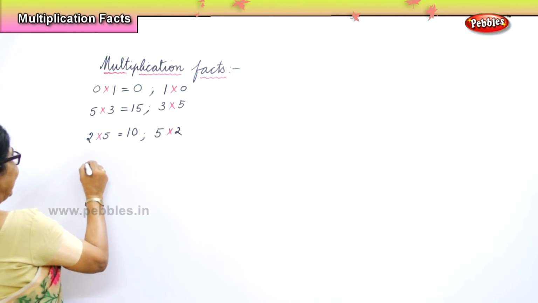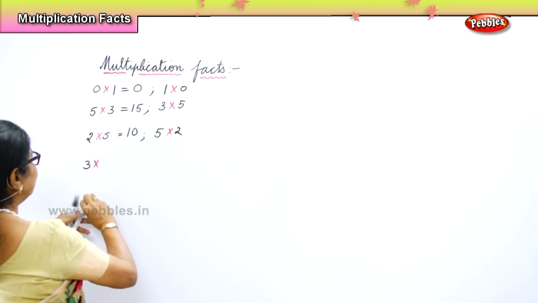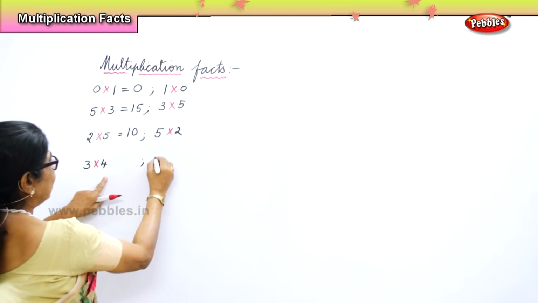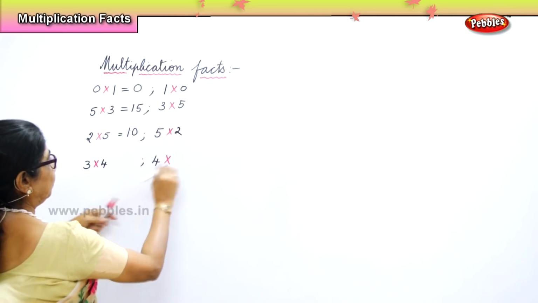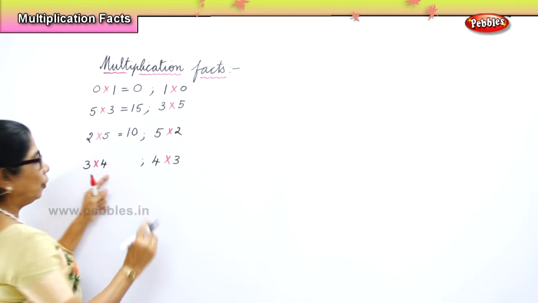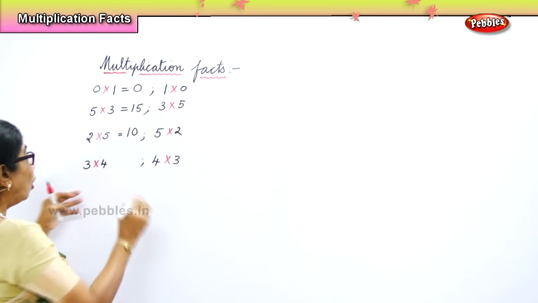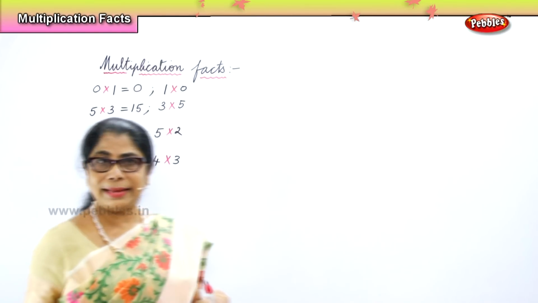Okay, now let's take 3. 3 into 4 is the same as 4 into 3. What is 3 into 4? 12. What is 4 into 3? Also 12. You get that?